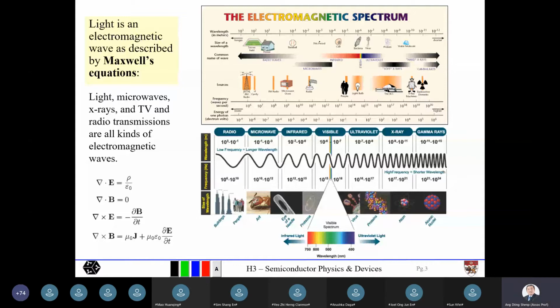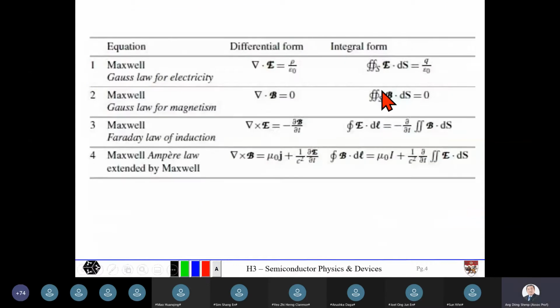Maybe I will show you an alternative expression for the Maxwell equations. You do not have this slide, so don't worry. This is not that important, but just to let you be aware that the Maxwell equations can also be described in integral form, which is easier to understand than the differential form. So if you look at the first equation in the integral form, it looks like this. I think some of you may recall that you have seen this before.